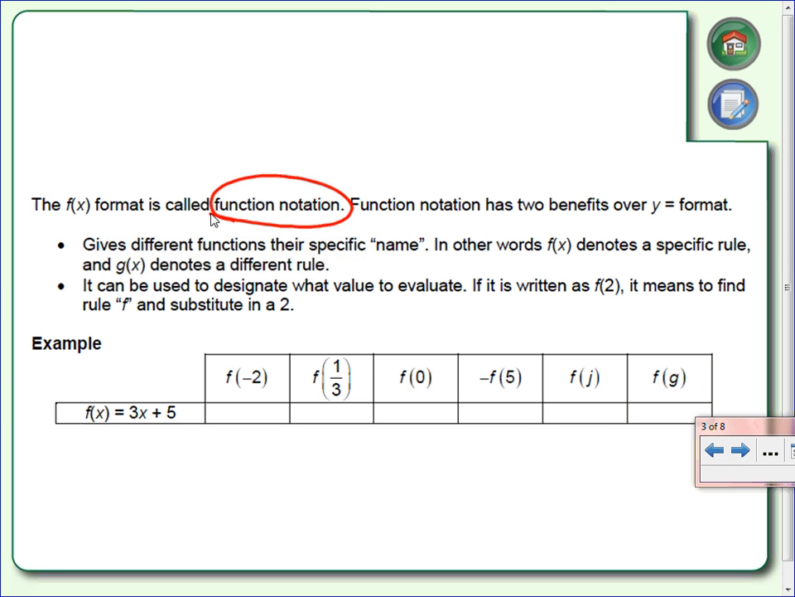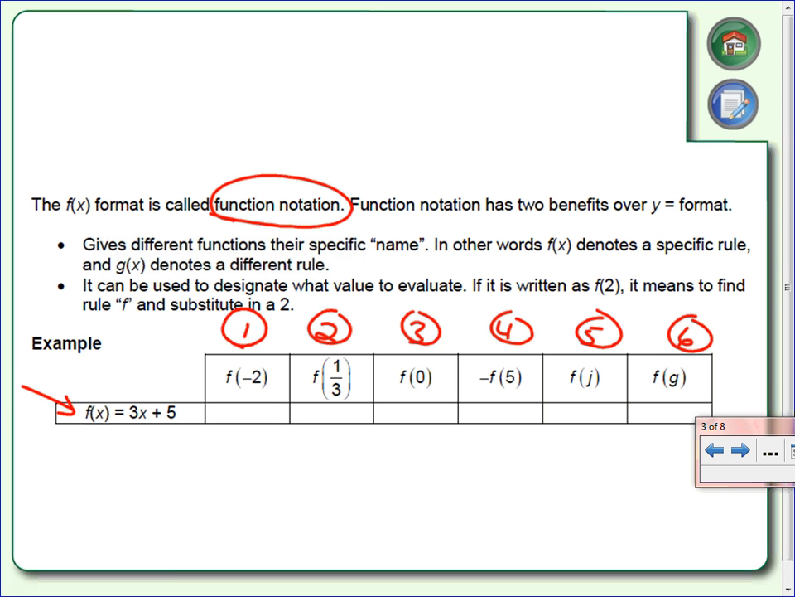All right, so in this first example, they have given me a rule, a function, and that rule is f of x is equal to 3x plus 5. What they want me to do is find a couple of things. They want me to find f of negative 2. They want me to find f of 1/3. They want me to find f of 0. They want me to find negative f of 5. They want me to find f of j. And they also want me to find f of g. So they're actually asking for 6 different things here. And we're going to find all 6 of them pretty much the same way.